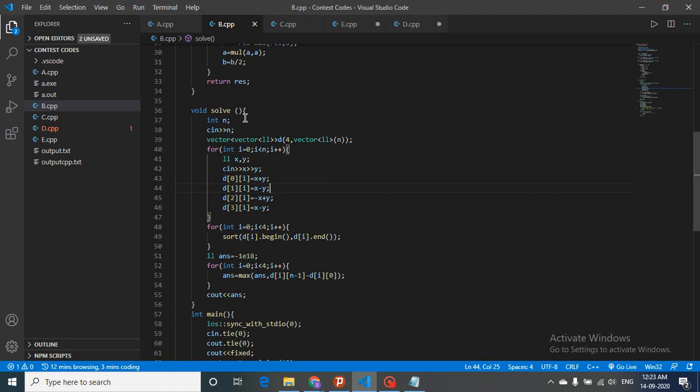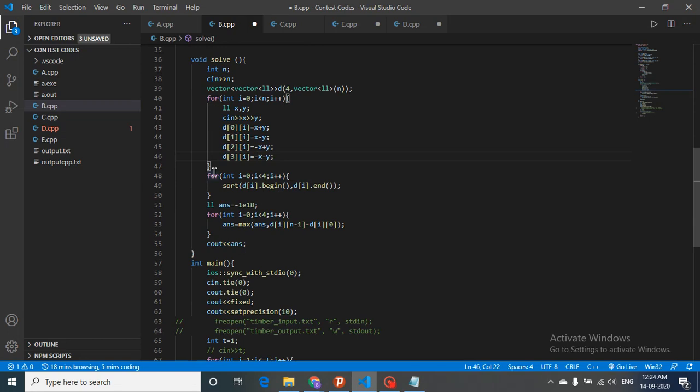The code is also very small. Just take the input n, and make a vector with 4 rows and n columns. Then take the input of x and y, and there are 4 possible cases: x plus y, x minus y, and the cases where both are negative. Then you sort all of these expressions. After sorting, we just have to find the difference between the largest value and the smallest value for each of these expressions.